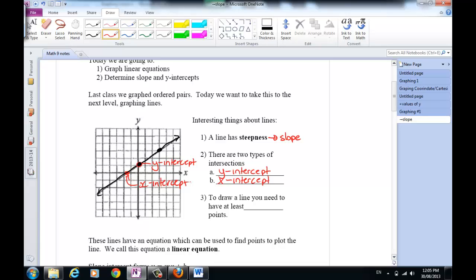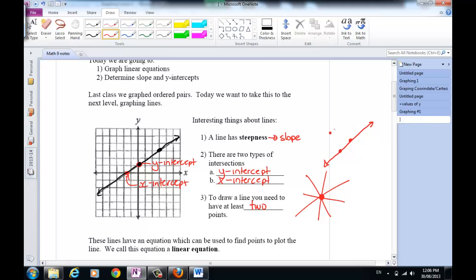To draw a line, you need to have at least 2 points. So notice if I just have 1 point, I can draw lines through it with any type of steepness. There's nothing really significant about that point. But every line has its own distinct steepness, and therefore if we have 2, then we have to draw the line through here. There is no other way of drawing a line through both of those.